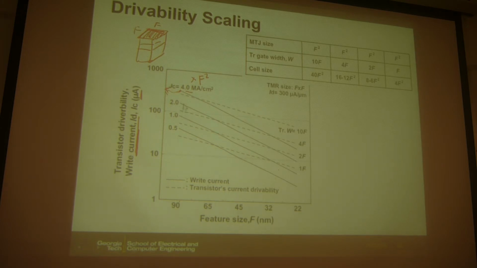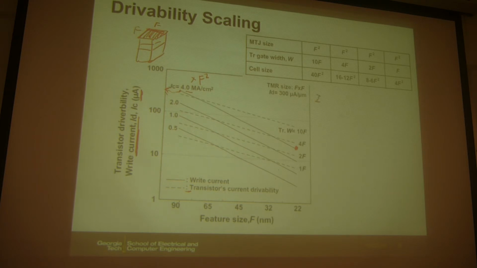So here you see that if JC is 4 megaamp per centimeter square, and then if you scale to 22 nanometer, this will reduce to maybe 20 or 30 microamp. At the same time, we use the dash line here to draw the transistor's drivability. That means the current you can deliver through the transistor. This is the saturation current.